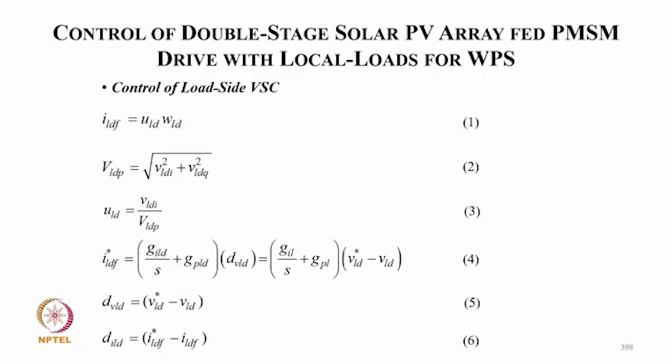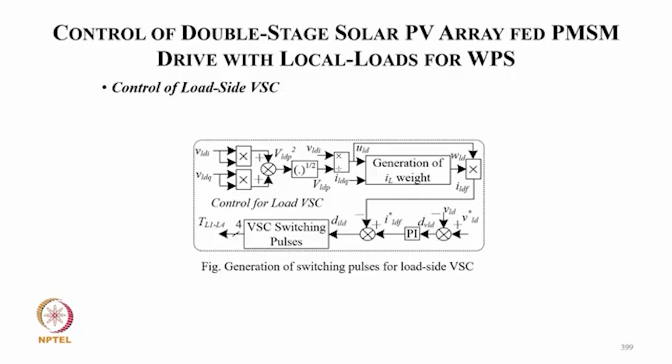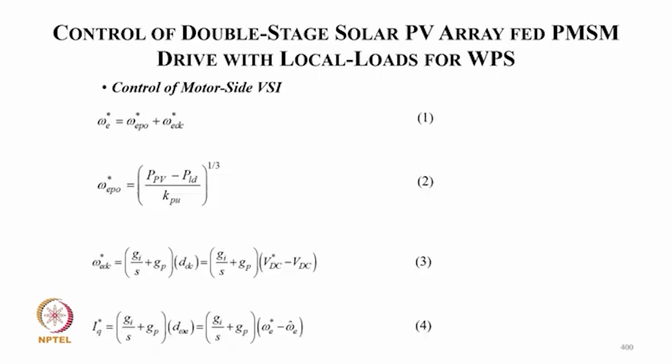And go back. Now coming to control of the load side, the expressions for the load side converter are given, with PI controllers for the currents and voltage: G1D upon S plus VLD, and GIL upon S plus GPL into VLD star minus VLD. And this is the typical control of the load side converter. So the expressions are implemented for control of the output voltage, for the switching of the voltage source converter feeding the auxiliary load.